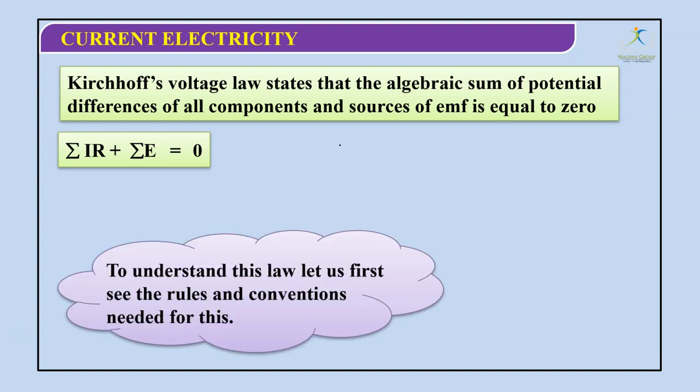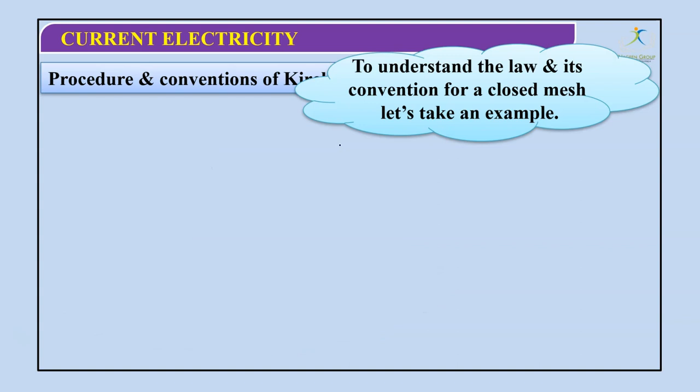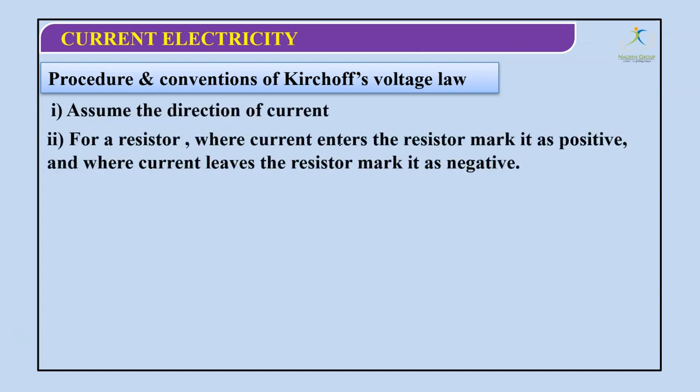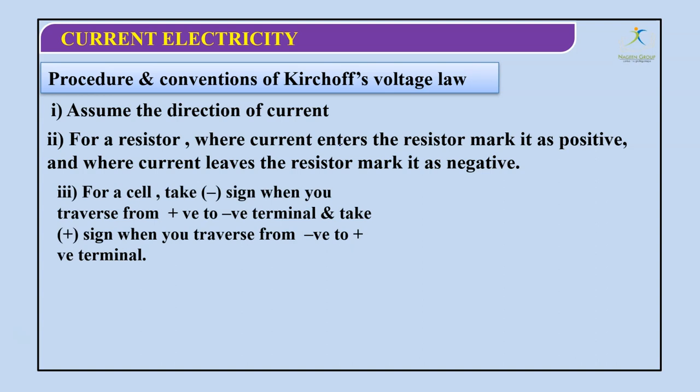To understand this law, let us first understand the rules and conventions needed for it. The procedure of sign convention for Kirchhoff's law: to understand this law and its convention for a closed mesh, let us understand one example. Assume the direction of the current. For a resistor, where current enters the resistor, mark it as positive, and where current leaves the resistor, mark it as negative. For a cell, take a negative sign when you transfer from the positive to the negative terminal, and take a positive sign when you transfer from the negative to the positive terminal.